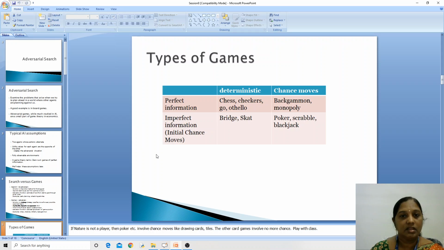And next, what are the types of games? These are the different types of games. Some games have perfect information, and those are deterministic: chess, checkers, Go, Othello. Backgammon and Monopoly have chance moves. Some games give imperfect information; under imperfect information come games such as bridge and Scrabble. And for chance moves, there are poker, Scrabble, and blackjack. These are the different types of games we use in artificial intelligence.